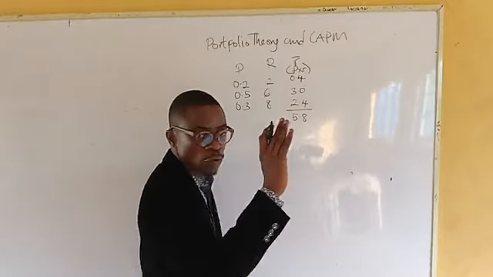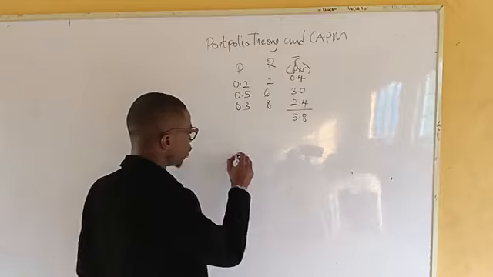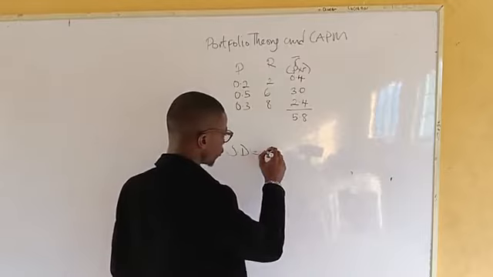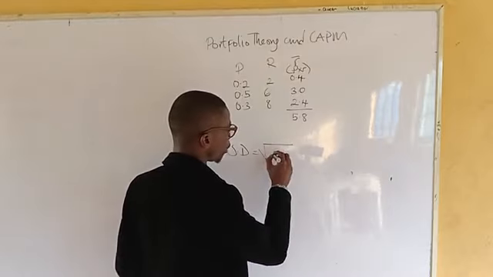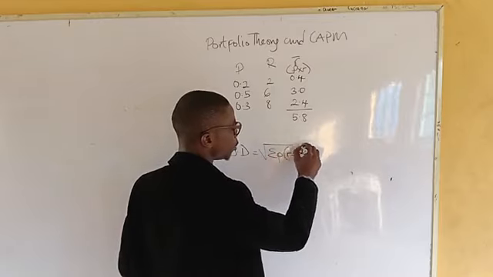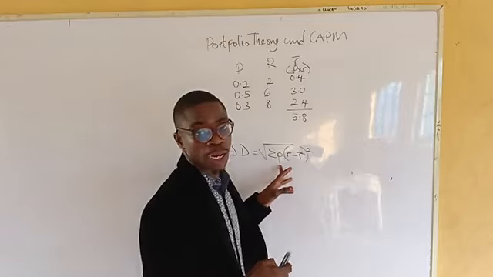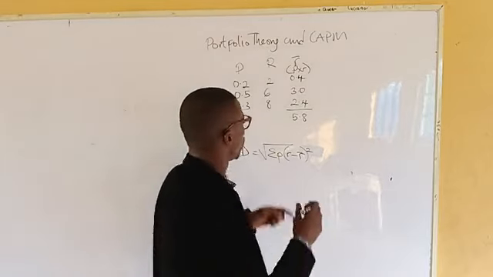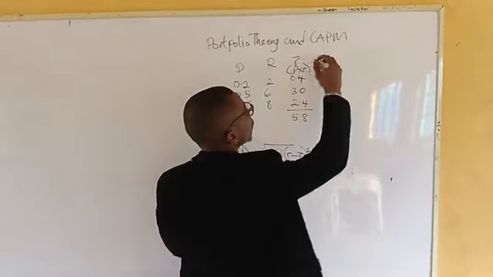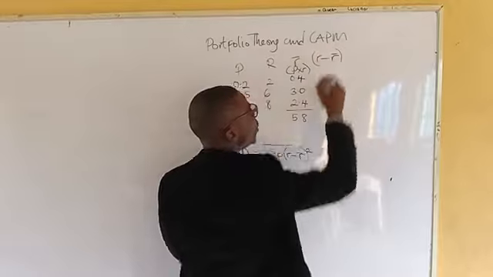5.8. Now, don't forget the formula. What are we looking for? We are looking for standard deviation. So let me just write the formula like this again. Standard deviation is the square root of summation P bracket R minus R bar raised to power 2. Am I communicating now? So now let's go to this formula. So let's look for these two, R minus R bar.